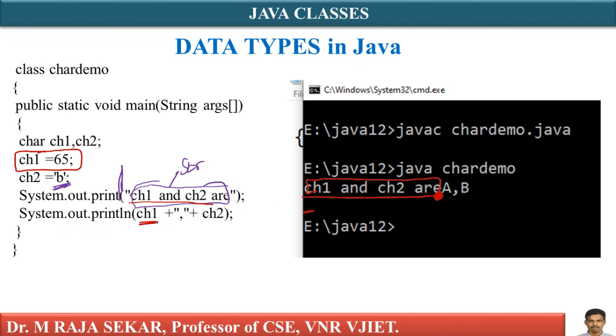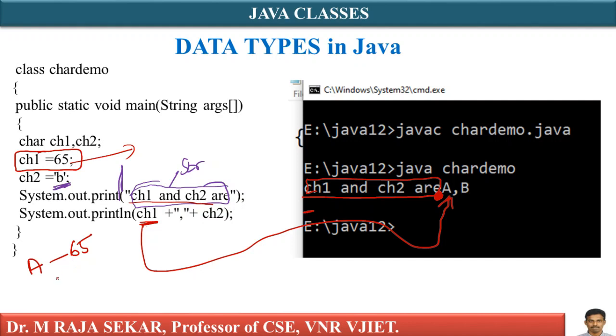Now what is ch1? ch1 is 65. Observe carefully: in the place of ch1, it is not displaying 65. It is displaying capital A. If my ch1 data type were int, if I declared ch1 as integer type, it would display 65. But as I am storing an integer number in a character type variable, it will display the character corresponding to this integer. Capital A's ASCII value is 65.